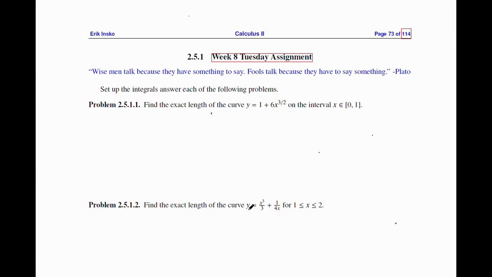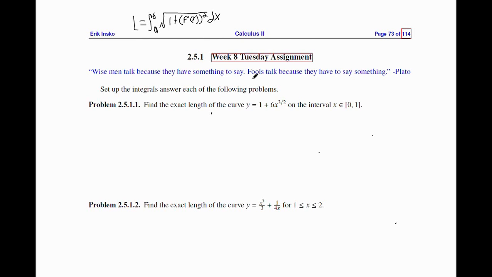Hi, I'm Rachel Rose, and I will be going over the solutions for the Week 8 Tuesday assignment for Calculus 2 by Professor Insco. So this assignment deals with setting up arc length problems, not solving for them, just setting them up. So the general formula you need to set these problems up is L, the arc length, equals the integral from b to a of the square root of 1 plus the derivative of f of x squared dx.